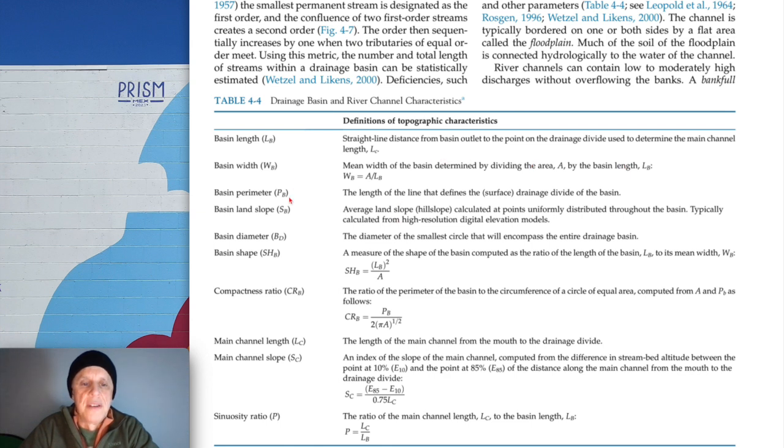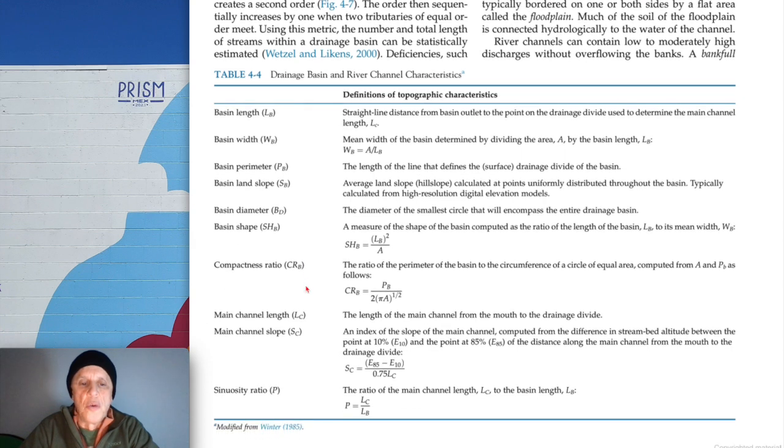We have basin width, the basin perimeter, the basin land slope, and the basin diameter, which is, for example, the diameter of the smallest circle that will encompass the entire drainage basin. We have the basin shape, the compactness ratio, which is the ratio of the perimeter of the basin to the circumference of a circle of equal area, computed from A and P sub B as follows: CR sub B is equal to P sub B divided by 2 pi A to the power of half, 0.5.